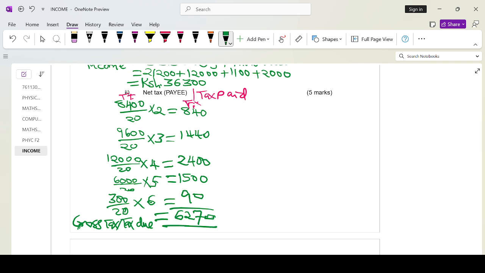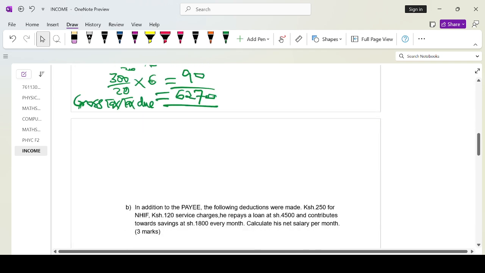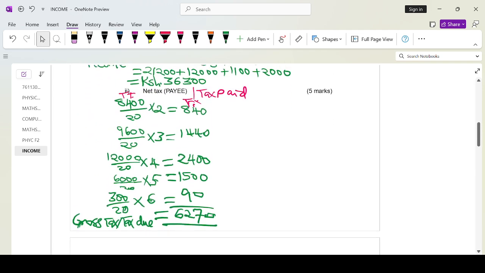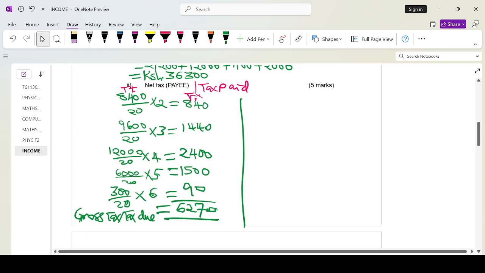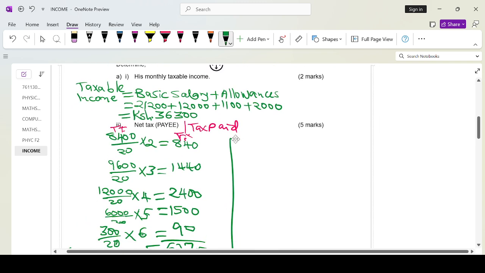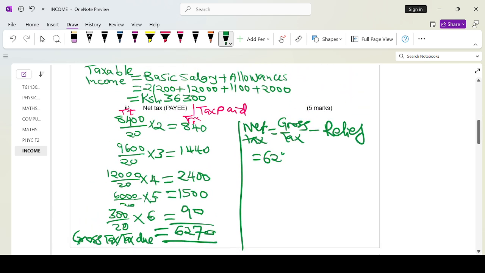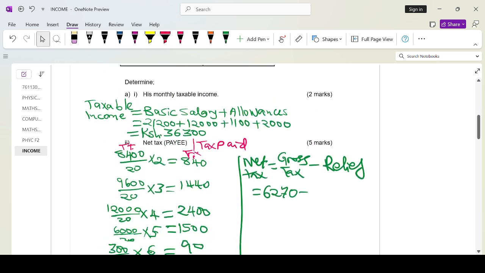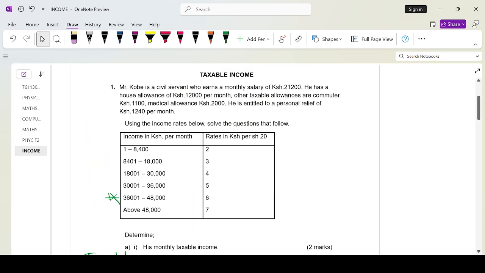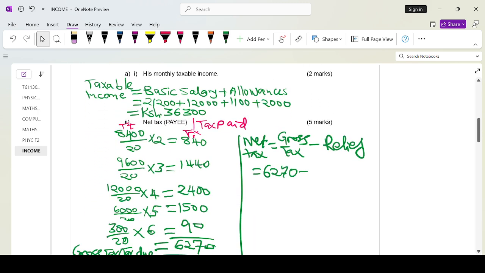After we've gotten the gross tax, we are going to subtract relief. After we've gotten that, we are now going to get the net tax. We are going to take gross tax minus the relief. Our gross tax we've gotten is 6270. You minus the relief. What is the relief? From the question, this person is entitled to a relief of 1240. So you minus 1240.